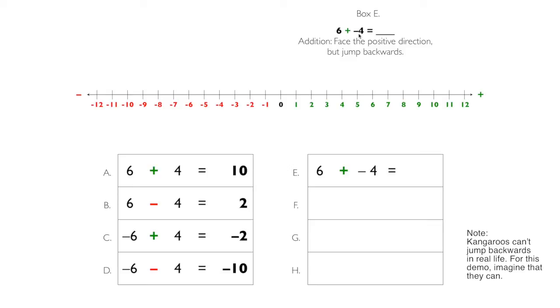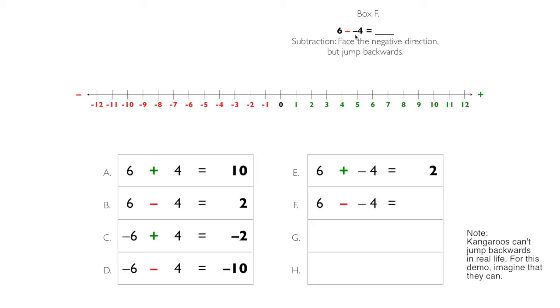6 plus -4. Start at 6 and face the positive direction. Here's 6, and we face the positive direction. But now we need to jump -4 spaces. How do we do that? We don't jump forwards, we jump backwards 4 spaces. So visualize where the kangaroo will end up. And let's jump -1, 2, 3, 4 spaces. 6 plus -4 equals 2. Write it down. Let's try box F.